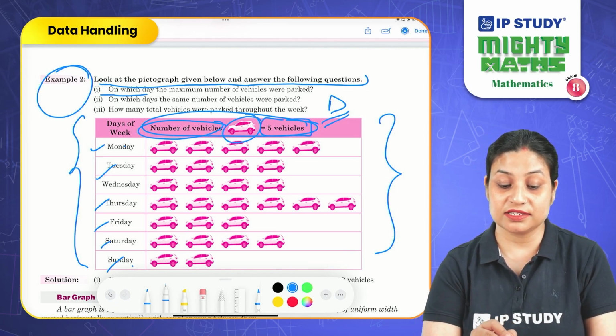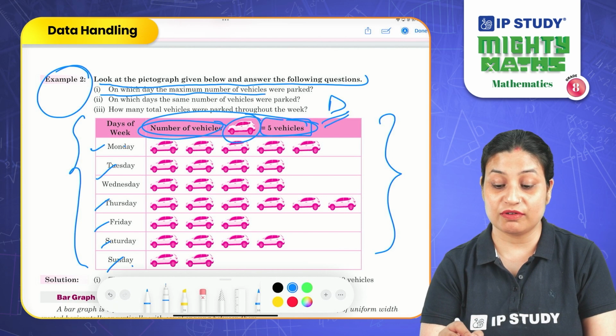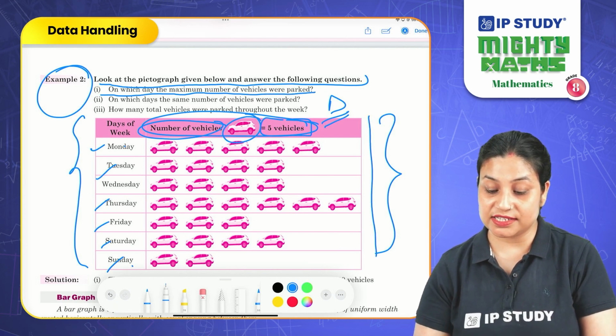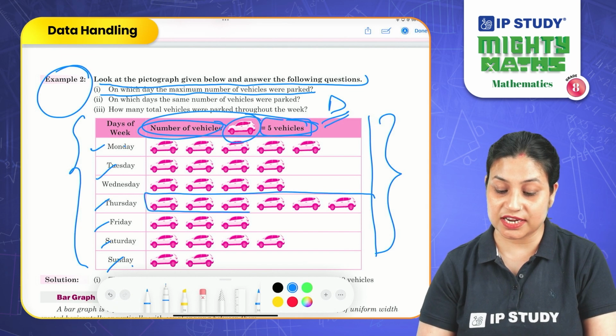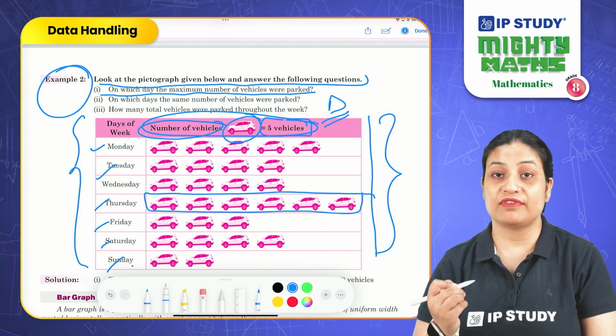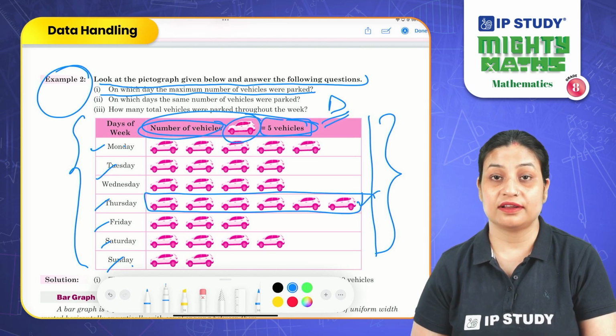The first part is, on which day the maximum number of vehicles were parked? So let's check the pictograph. I can see that for Thursday, the maximum number of cars are drawn. It means the maximum number of cars were parked on Thursday, right?